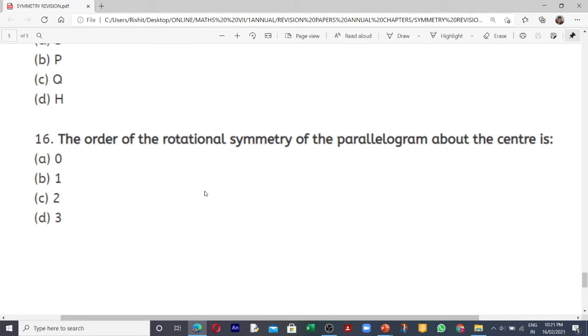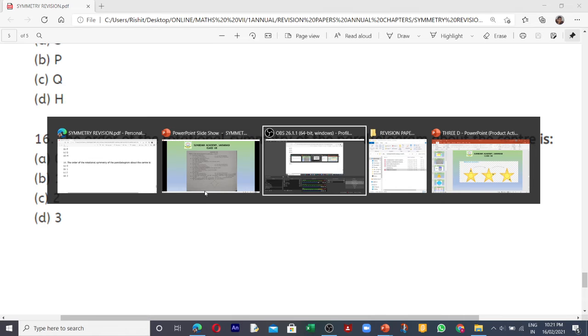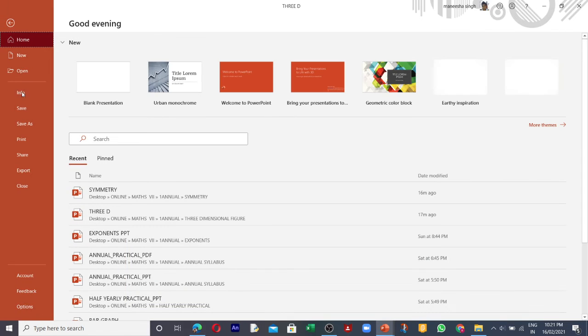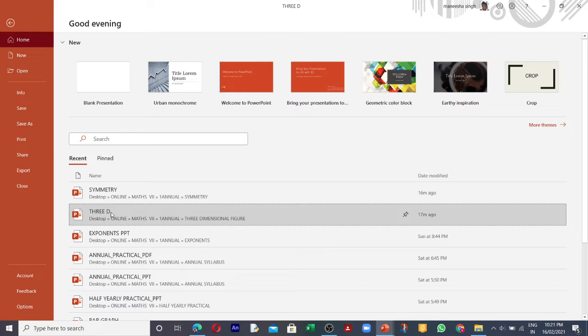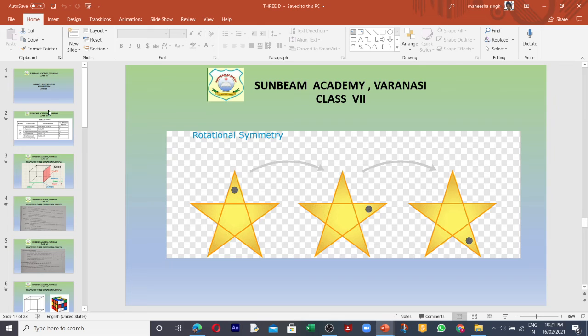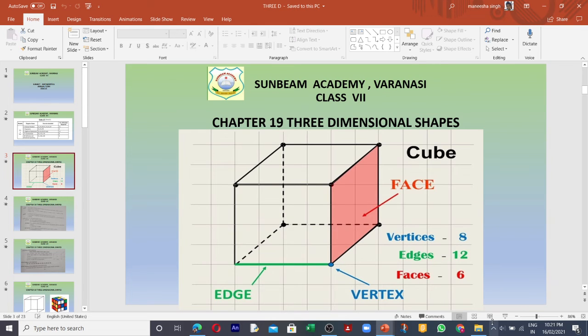And now we will shift to the three-dimensional. Okay, symmetry we have done. Now let's see the three-dimensional figure. See this, children. See the revision part first.